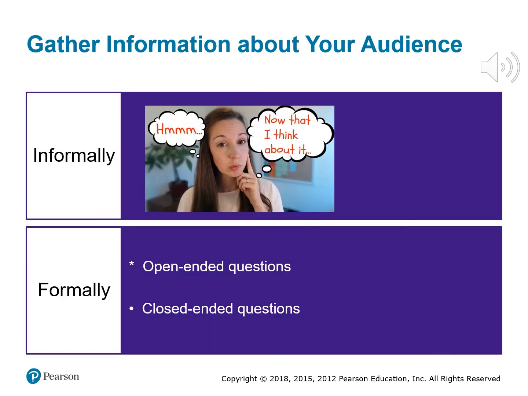Let's talk about how to gather information about your audience. You can do this two ways, formally and informally. Let's look at informally. You could just simply think about who you think will be in the audience and then think about what a typical person who will be in the audience would think about your topic. You could ask other people who know the audience and what they think about the audience.